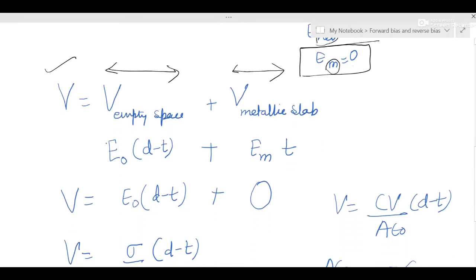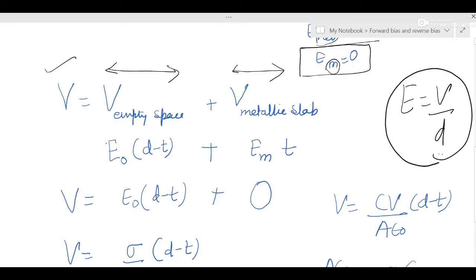Potential in the empty space will be, E is equal to V by D. This is a general formula. This we have used. So V can be written as E into D. But which E? Original electric field. And how much is the empty space? D minus T. Same in metallic slab.